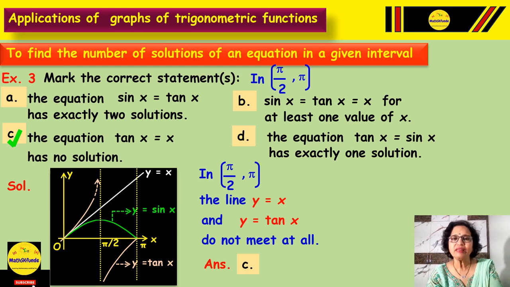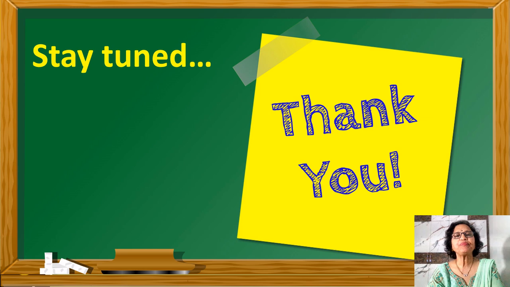Whole idea is that on the given interval, you draw those graphs and see which graph is at the uppermost position. That will have the highest value. Which is at the lowermost position. That will have the lowest value. This is how you can compare those graphs.